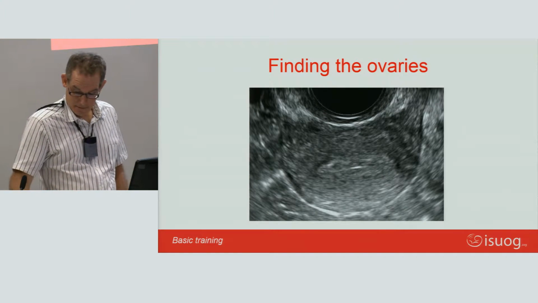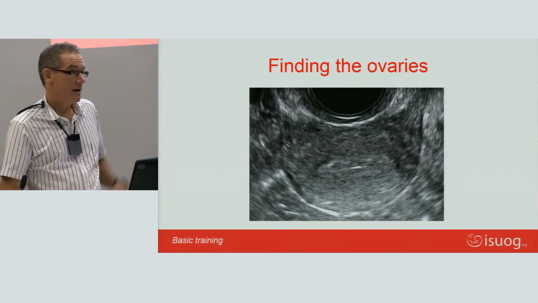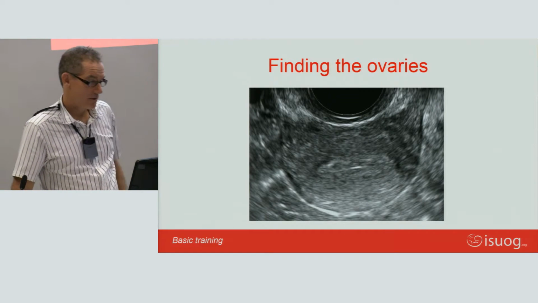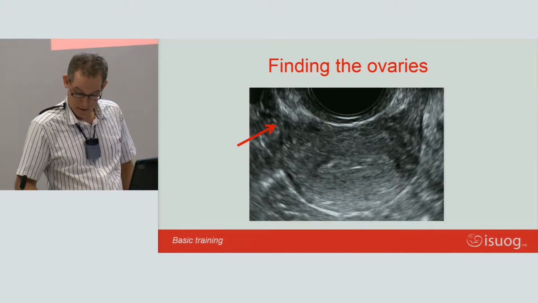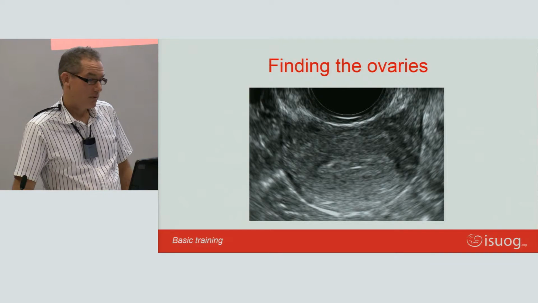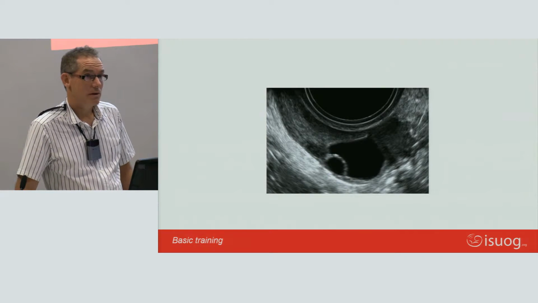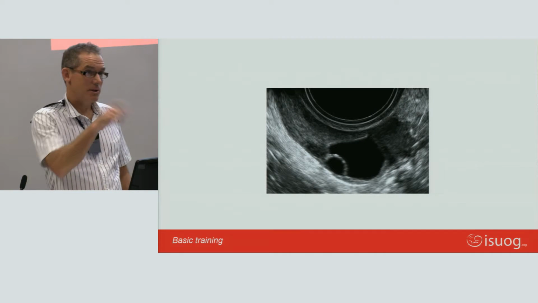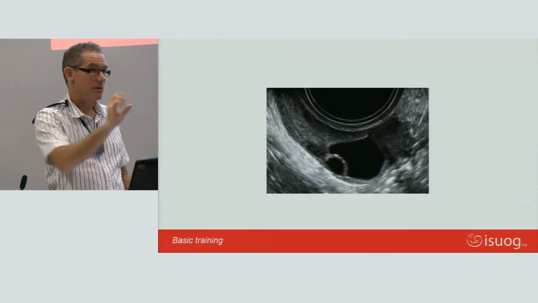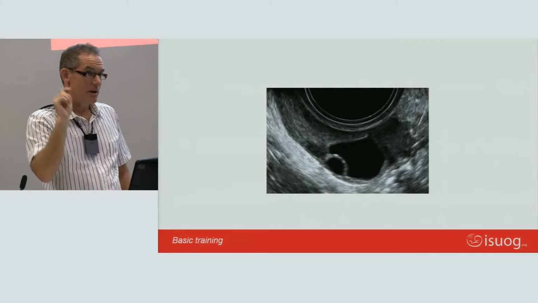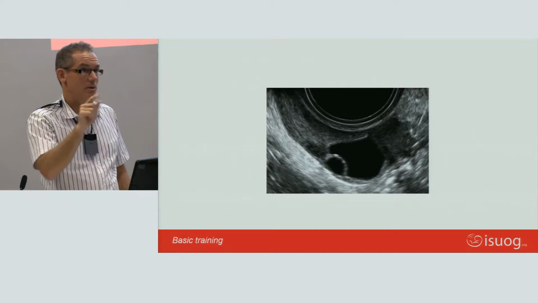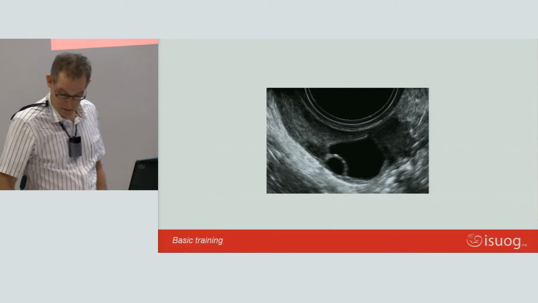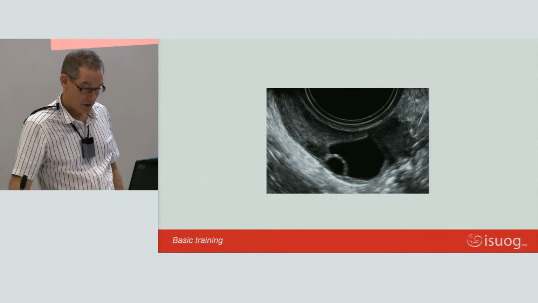You go to your fundus and you follow the tubes down, and it's normally an S-shaped curve to the pelvic sidewall until you find your ovary. Then the best thing, once you find one ovary, is to split the screen so you keep that image of the ovary. You then turn your probe 90 degrees and freeze it on that image, so you have both images of the ovary, and you can measure them that way.